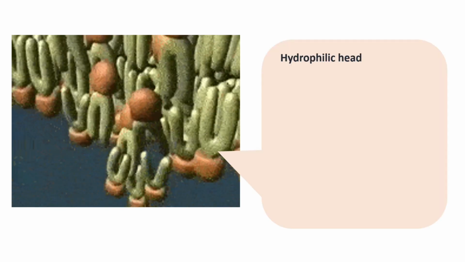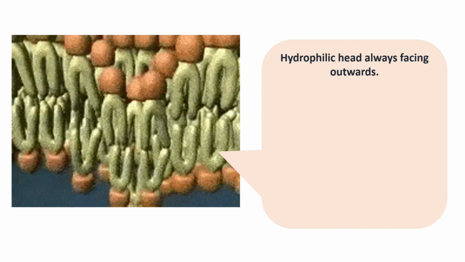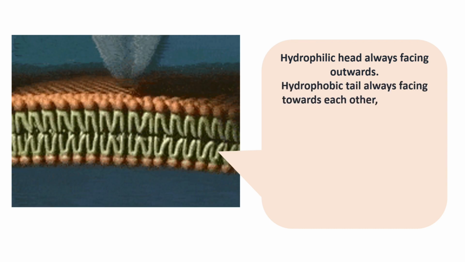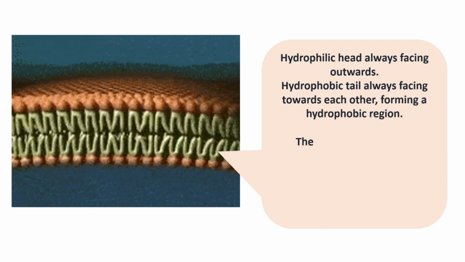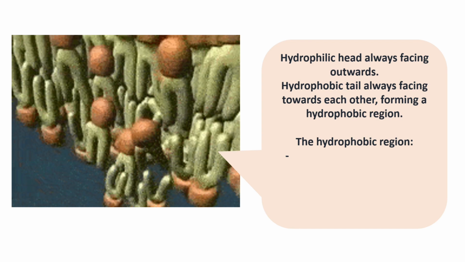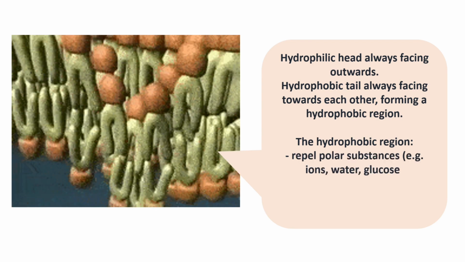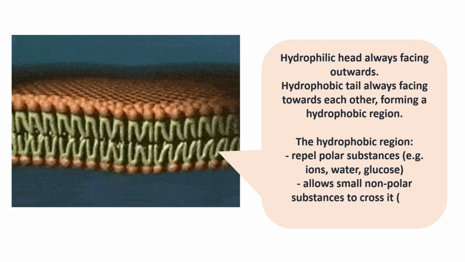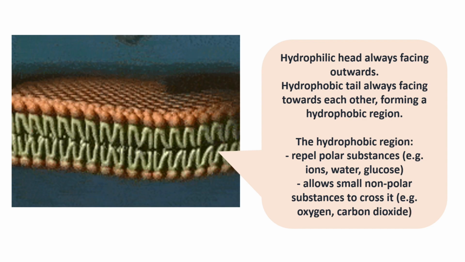If you look at this animation, you can see that the hydrophilic head will always be facing outwards while the hydrophobic tails are always facing towards each other, forming a hydrophobic region. The hydrophobic region repels polar substances, for example, ions, water, and glucose. But it allows small nonpolar substances to cross it, for example, oxygen and carbon dioxide.